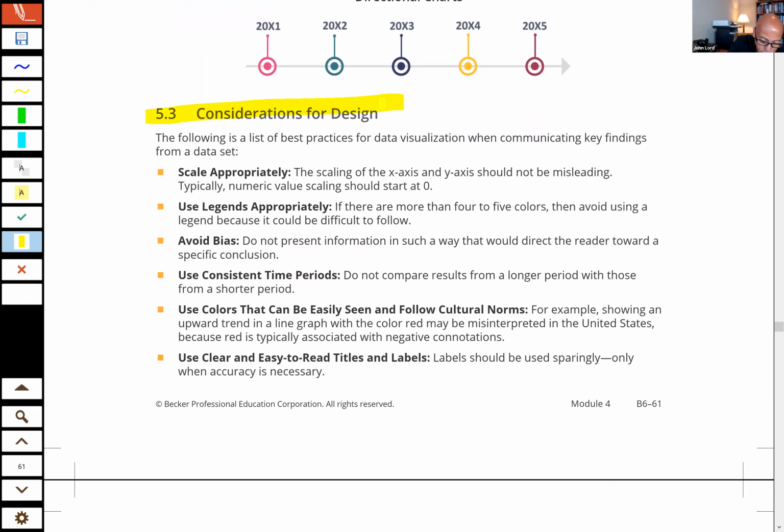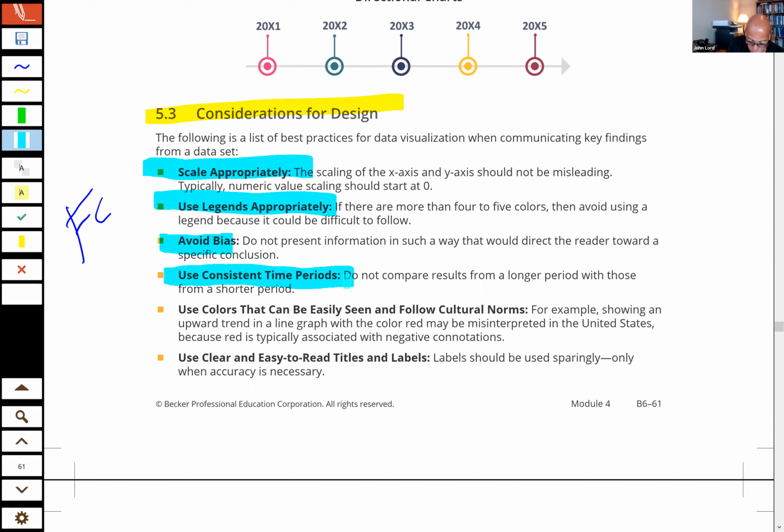And yes, we do want to flashcard these considerations. Is it scaled appropriately? Use legends. Now they're telling us to use a legend, meanwhile they didn't have a legend on the example that they did. Avoid bias. Use consistent time periods. If you're comparing 12 months from last year, then it's got to be 12 months from this year, right? Use colors that can easily be followed, following cultural norms. I don't know what that means. Use clear and easy to read titles and labels.